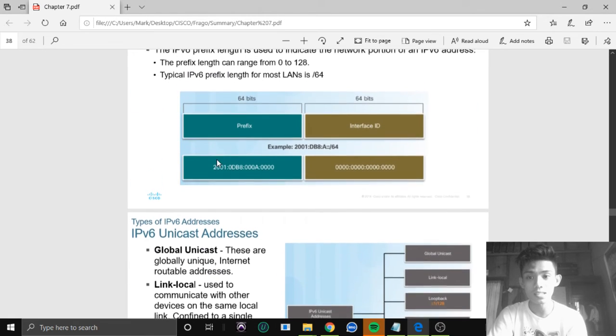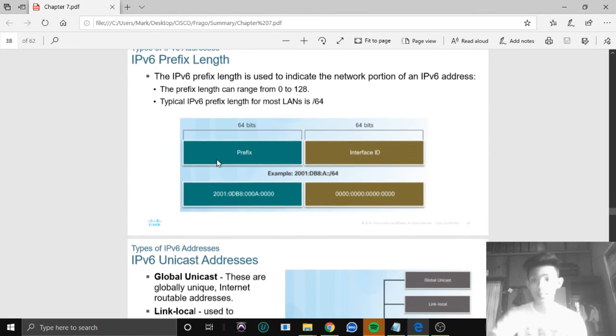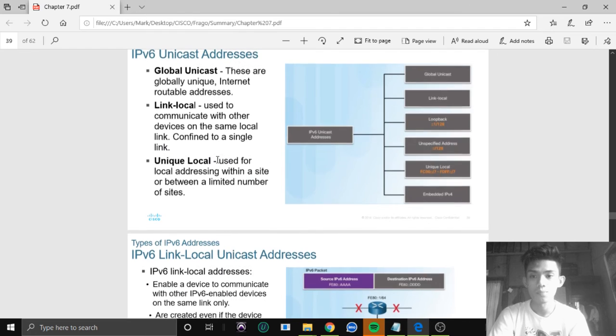The IPv6 prefix length is used to indicate the network portion of an IPv6 address. The prefix length can range from 0 to 128, and the typical IPv6 prefix length for most LANs is /64.